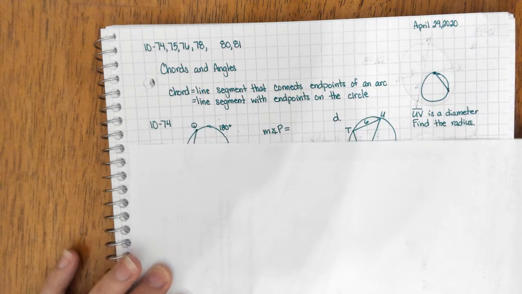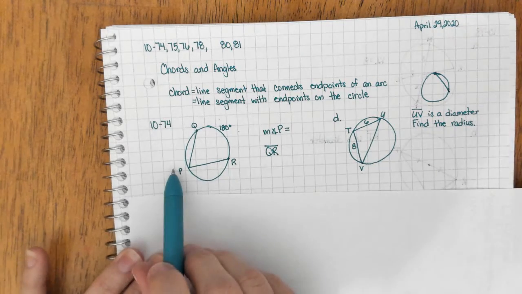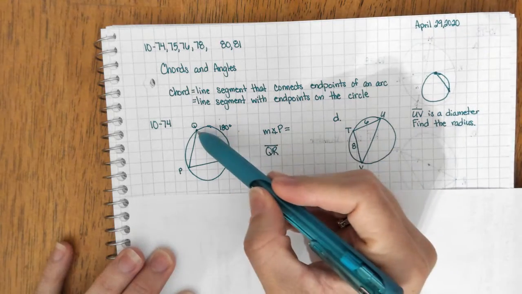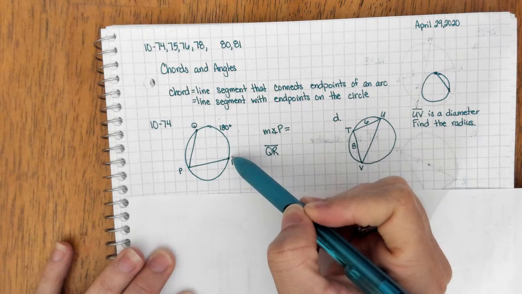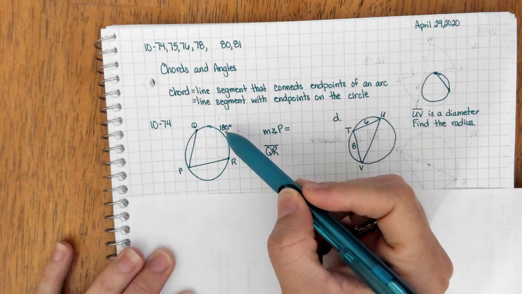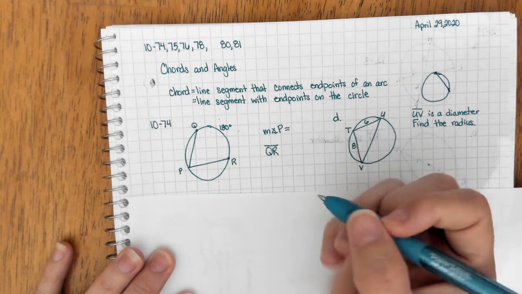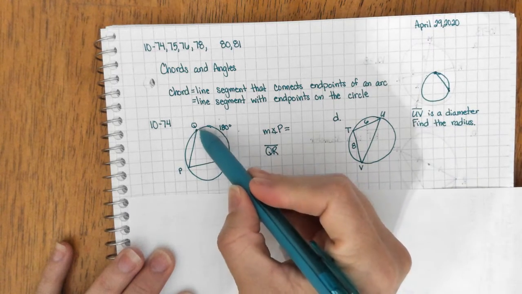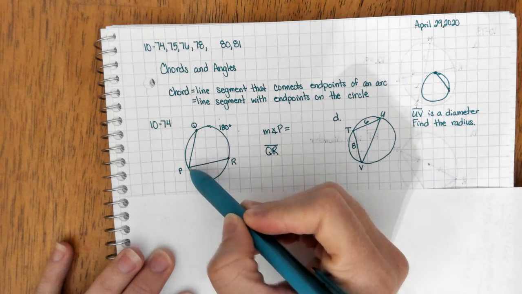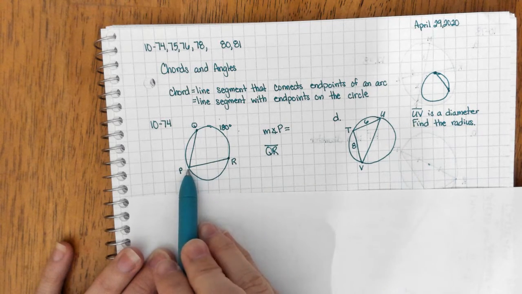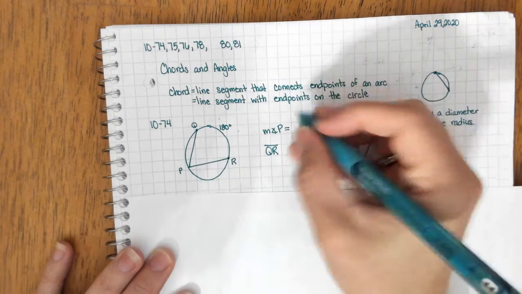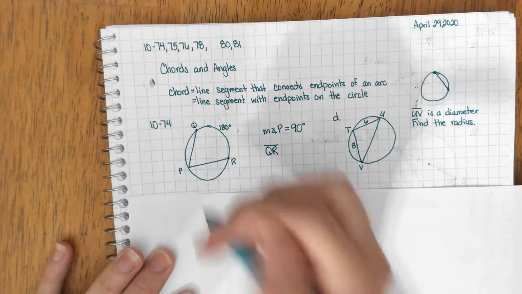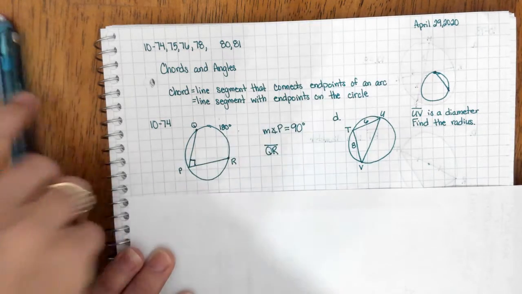So problem 74, here's parts A, B, and C all tied together. It tells us that QR is 180 degrees. So we have a semicircle atop the circle, and we want to know what is the measure of angle P. Because this is an arc, we hopefully remember from the last lesson that the inscribed angle has to be half of the arc measure. So angle P has to be 90 degrees. So this has to be 90 degrees there. It doesn't really look like it.